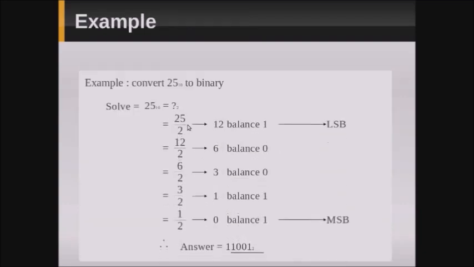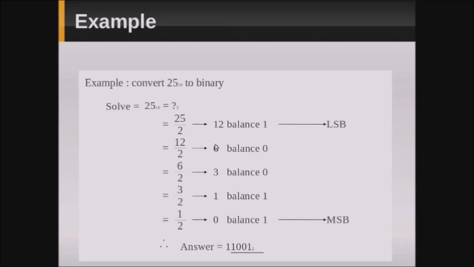So here it is. I'm dividing the given decimal value 25 by 2, so that I would be getting the quotient as 12 and the remainder as 1. Now this 1 in the first process would be considered as an LSB, and then I'm going to divide the resultant quotient, that is 12, again by 2.